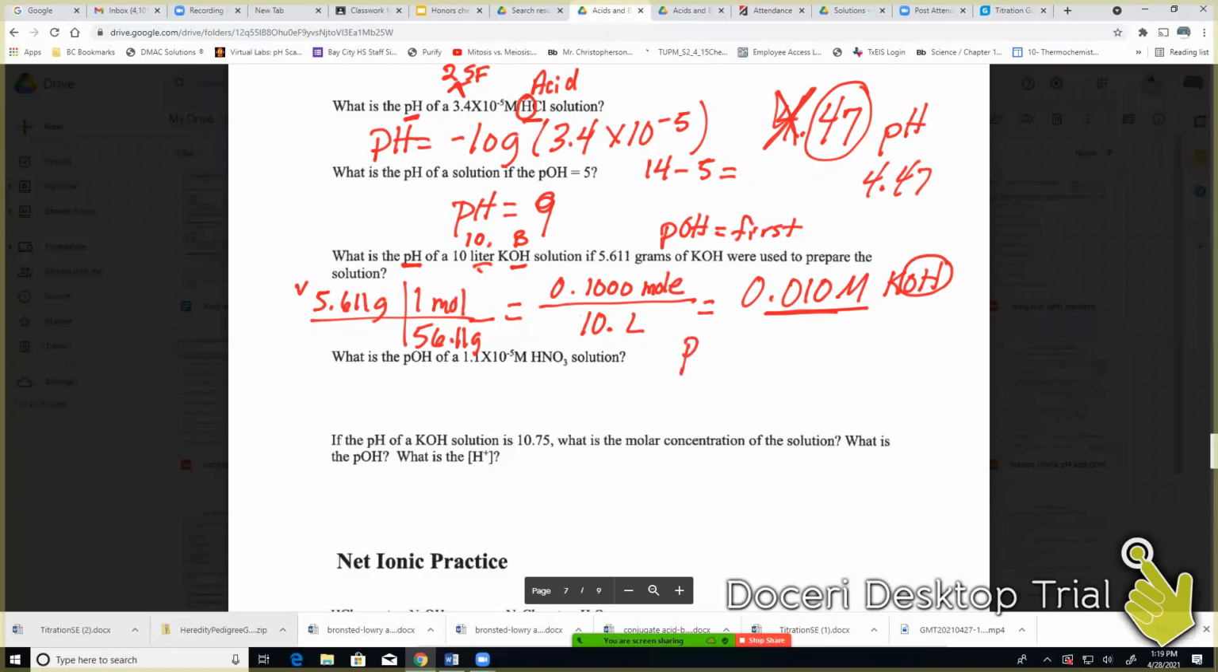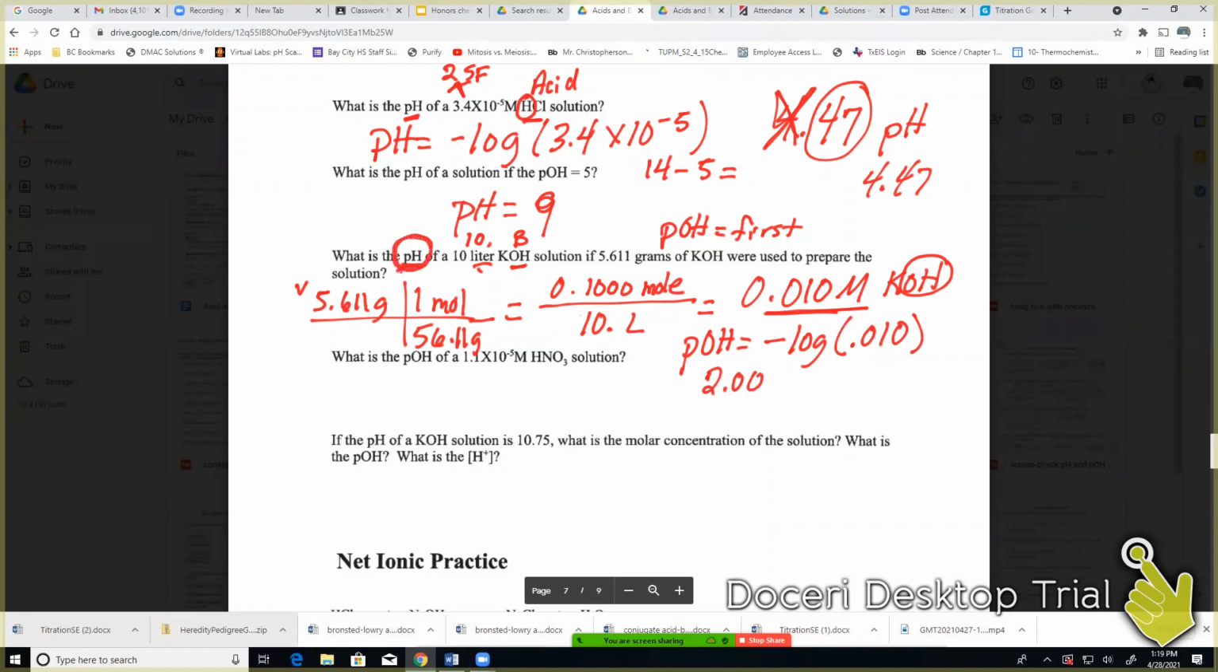So my formula is going to be, if I want to find pOH, negative log of my concentration, 0.010. And I have 2 sig figs, so whenever I do that, I should report my pOH with 2 places behind the decimal. So what do we get? 2.00. So that's my pH. And I'm sorry, that's my pOH.